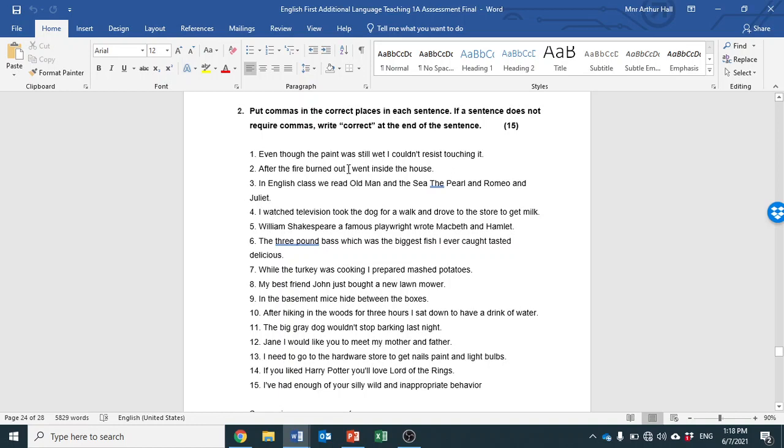After the fire burnt out, I went inside the house. Number 3, in English class, we read Old Man in the Sea, The Pearl, and Romeo and Juliet. Now, Old Man in the Sea is a title. I think I've said that in the class before. So The Pearl is a title and Romeo and Juliet is a title.